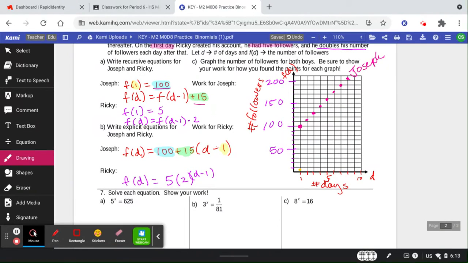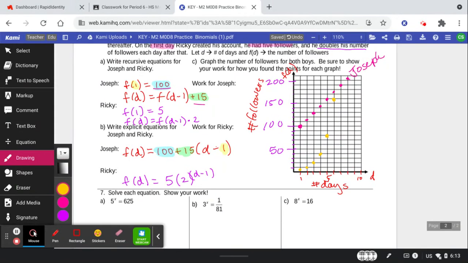Now this is doubling. So what's 5 times 2? 10. On day 2, there were 10. On day 3, double of 10 would be 20. On day 4, double the 20 would be 40. Double the 40 would be 80. Double the 80 would be 160. I still haven't crossed over. Double the 160, I'm going to be way up here out of range. I can't even graph it on my graph, right? It's way up high. Okay.